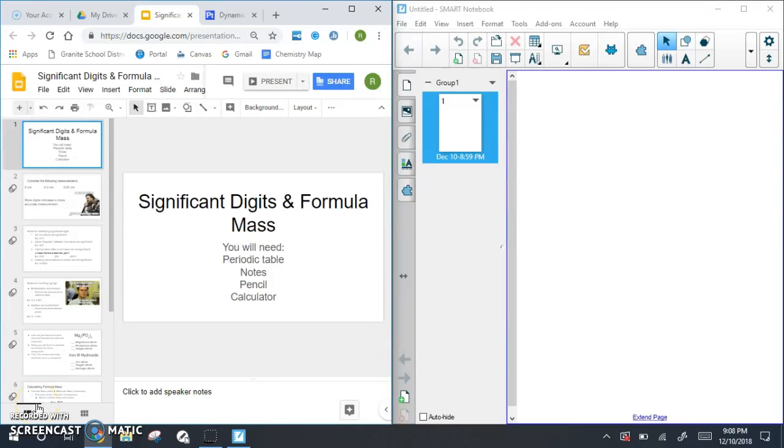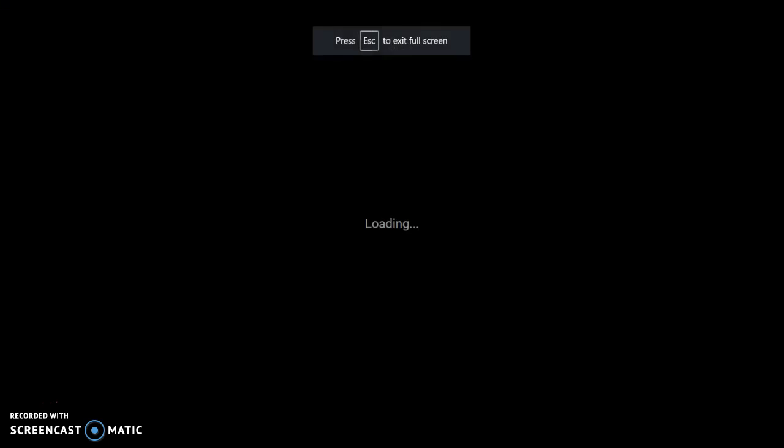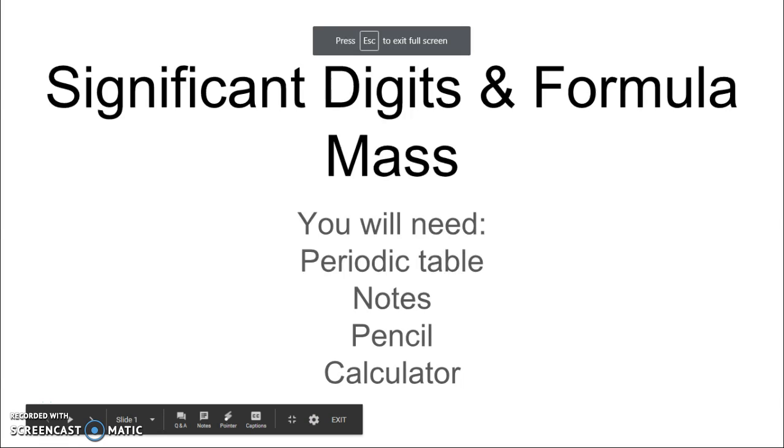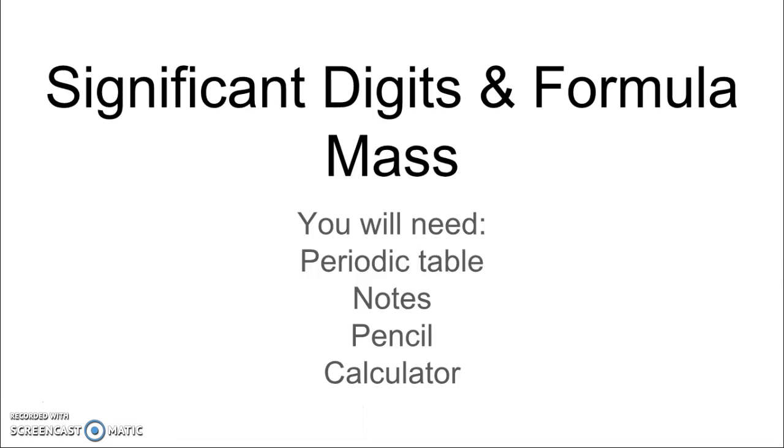Today we're going to go over significant digits and formula mass. So take a second, pause this video, pull out these four things. One thing that I didn't mention that you might want to pull out as well is the polyatomic ion sheet, because we might have some formulas we're dealing with today that have polyatomic ions in them. Calculator. This is a very math-based unit, where we're going to do a lot of calculations. So please, from now on, start bringing your calculator to class because it's going to be really important that you have that.